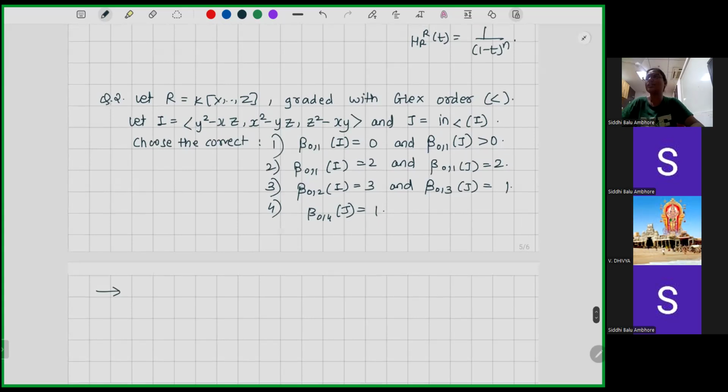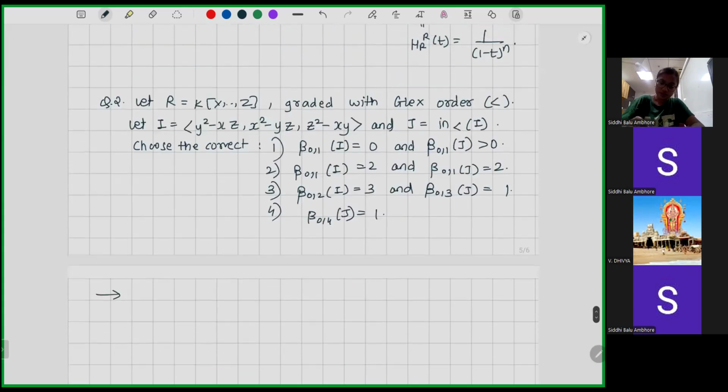Okay, first we have to find this initial ideal of J. We have to find this, and I is given like this. So let me write I again. Let me just copy this instead of writing. I is given here.